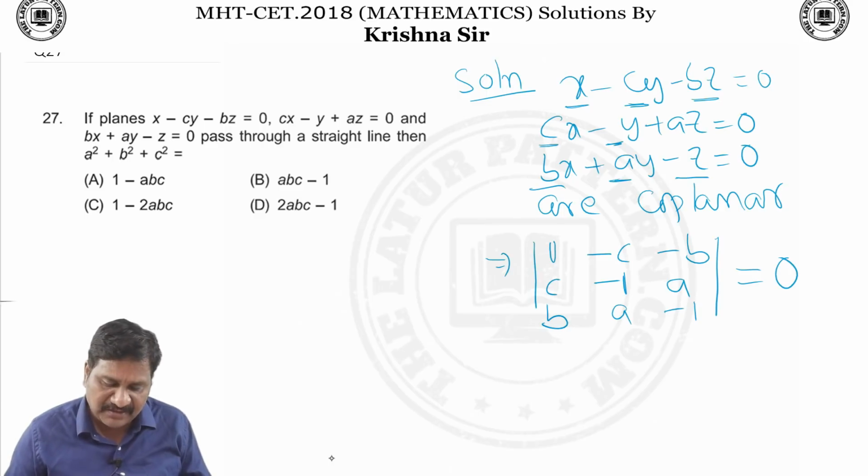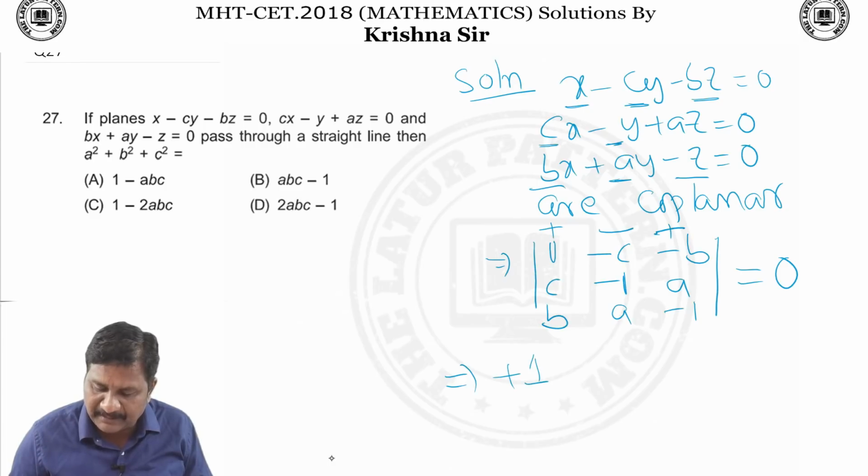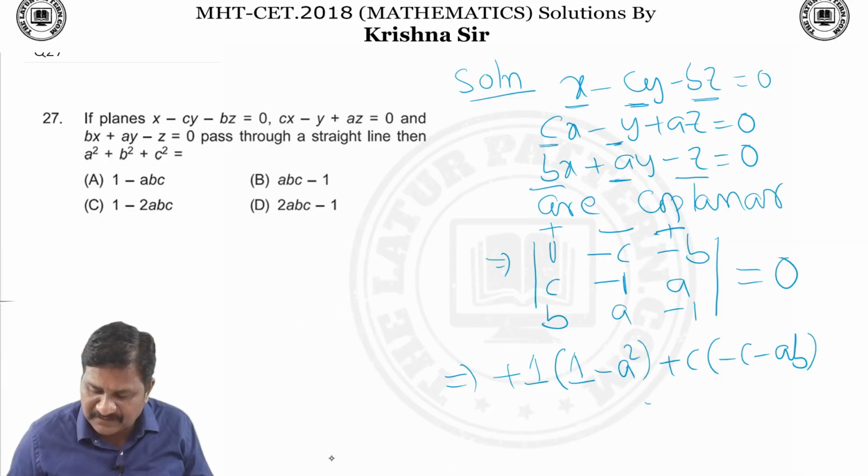By solving this, we are finding the condition of a square plus b square plus c square value. Now you simplify this by using the determinant method. That is, we are taking plus 1, minus of minus c, and plus of minus b. The sign will be changed. Then the value of the determinant is plus 1 of minus plus 1 minus a square, next minus of minus plus c of minus c minus ab, plus of minus b of ac minus of minus plus b, which is equal to 0.